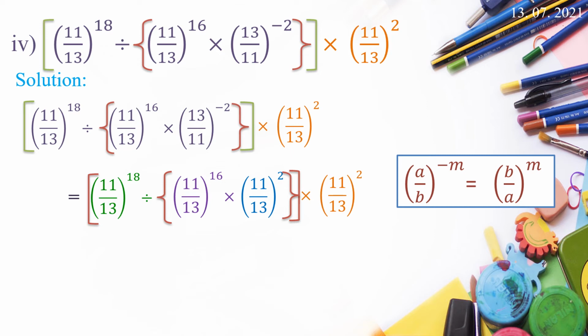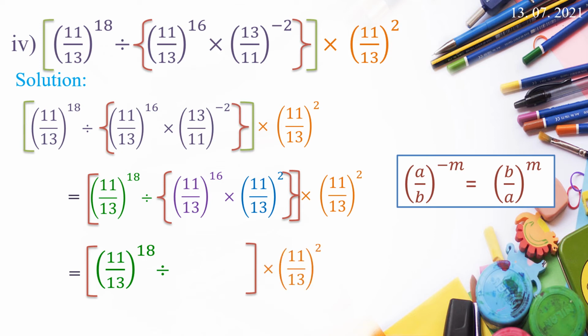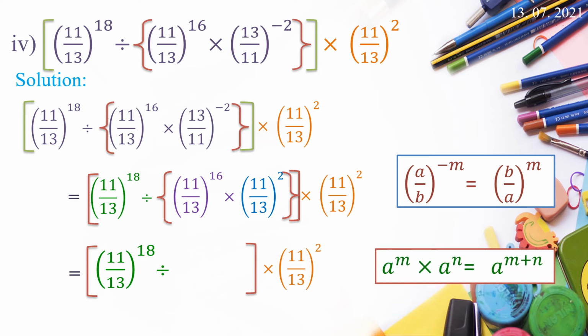Now, inside the bracket, we have the same base but different exponents. This can be simplified using the first law. Before that, we can write the other terms outside the bracket first. The other terms are 11 by 13 whole power 18, and outside the bracket we have 11 by 13 whole square. Now inside the bracket, we are going to simplify using the law a power m into a power n is equal to a power m plus n. So it becomes 11 by 13 whole power 16 plus 2.